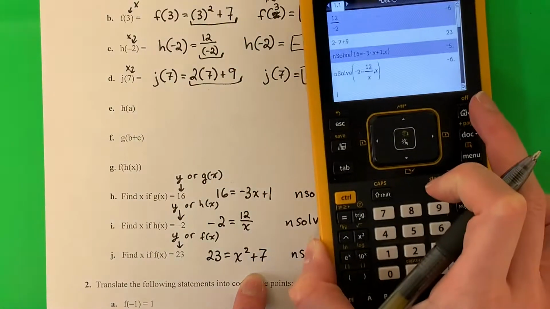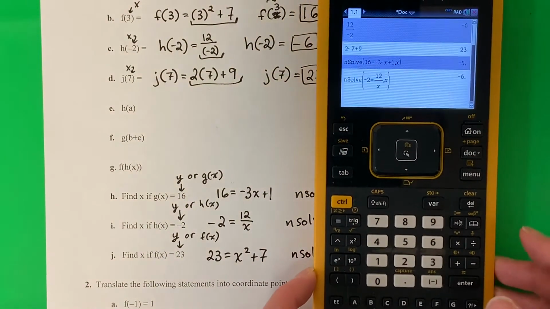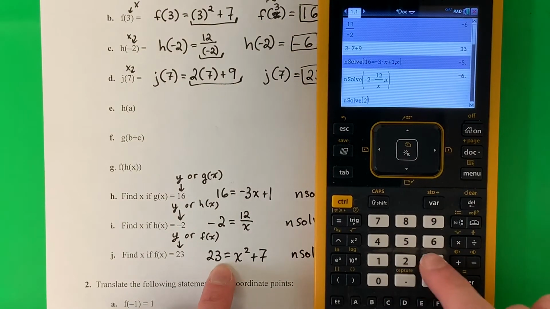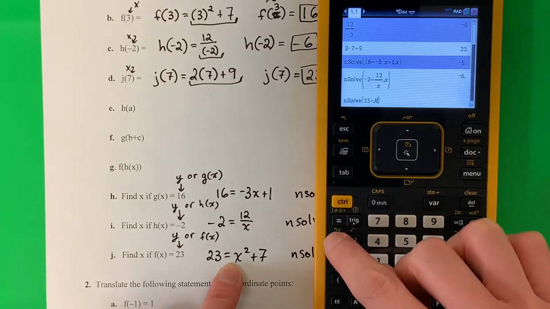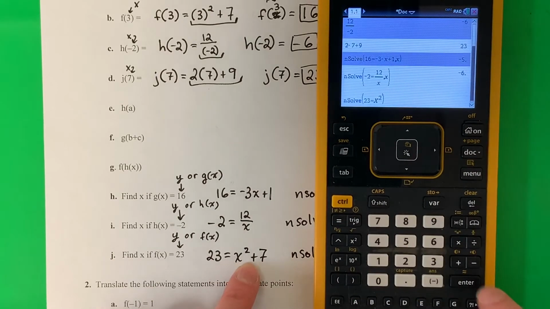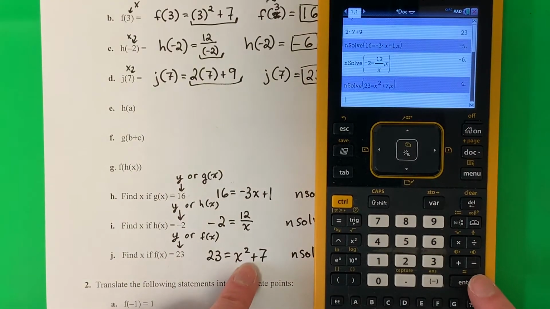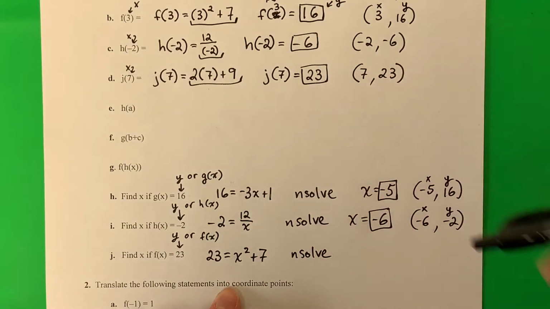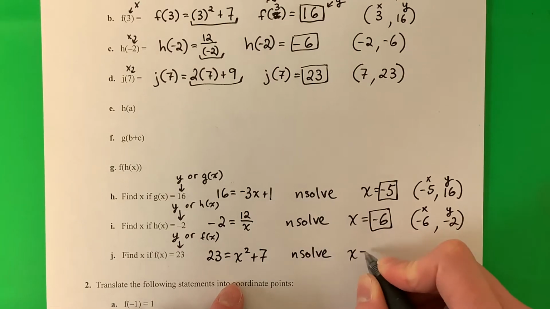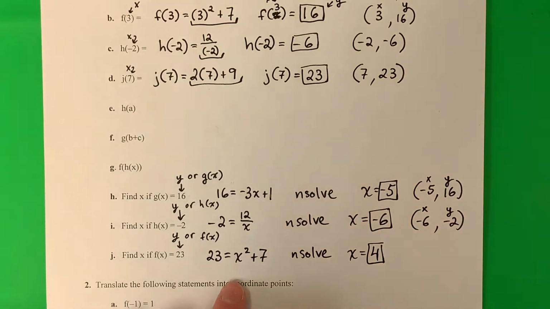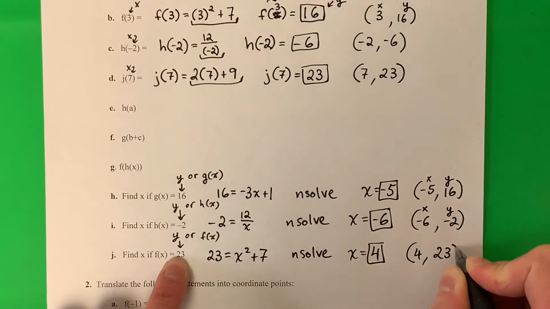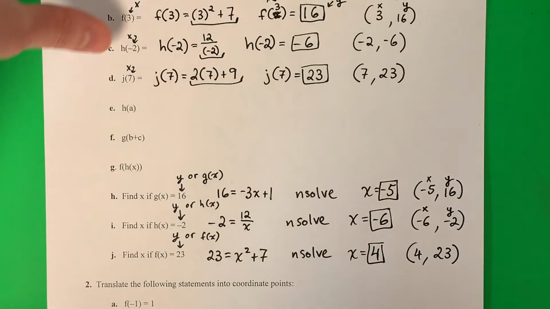And so let's go ahead and do it. It's menu 3, 1. Put the equation 23 equals x squared plus 7, comma x, enter, 4. Let's put x equals 4. So I'm going to do x is 4, y is 23. Moving on.